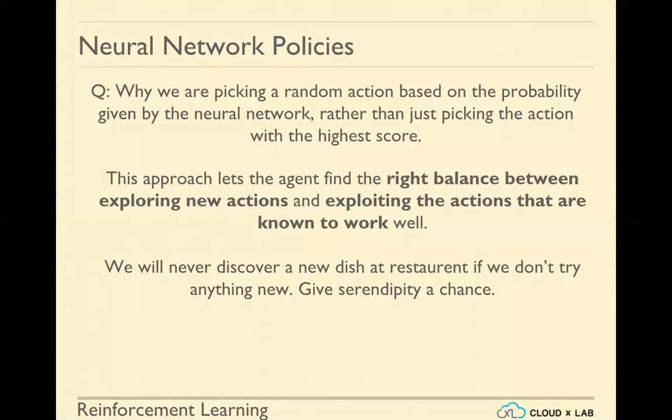So it's basically a way of discovering new things. Essentially, in simple words, it's giving serendipity a chance, not doing serendipity all the time, but giving it a chance. It's not like we are ignoring the entire learning of the past, just that from time to time we are trying something new. That's why multinomial sampling is done.